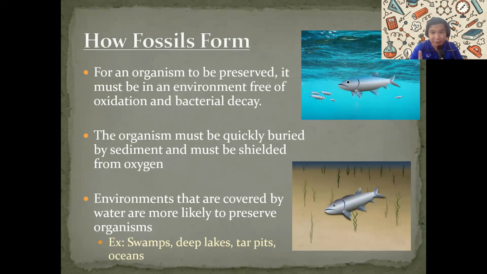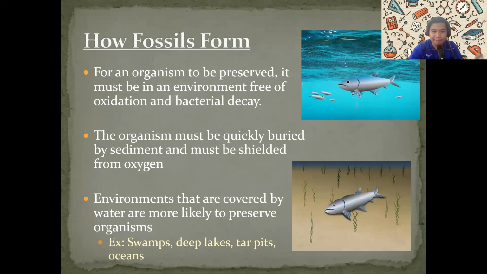So the best place to find a fossil is under the sea or oceans or places that have a whole lot of water, like swamps, deep tar pits, and oceans. Because when the animal dies, like you see in the picture, it will go down to the ocean floor. Yes, some animals might eat it, but usually bacteria will be the ones that eat it. And the bacteria don't really eat bones. So what will happen? The body of the fish will be eaten, but the bones will remain intact.